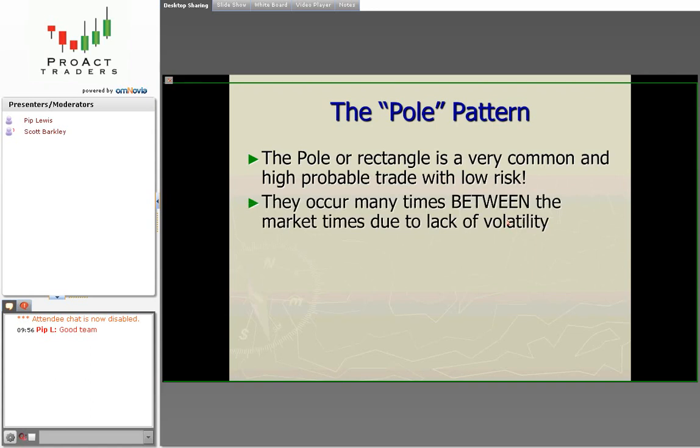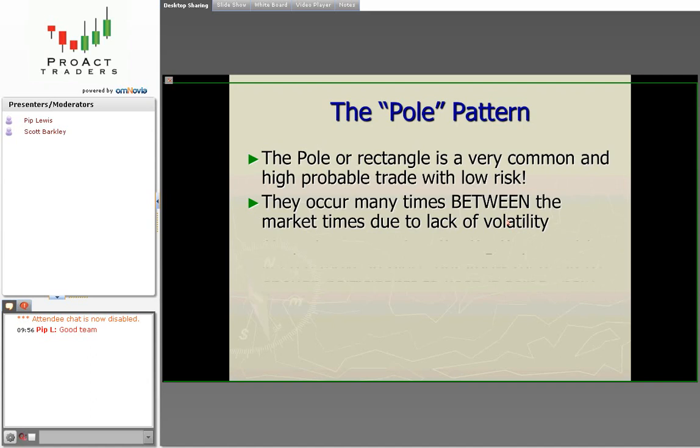They occur many times between the market times due to the lack of volatility. So, for instance, the London session takes off at 3 o'clock Eastern Time, goes for about 2.5 hours, and then it goes to sleep. When's it going to wake up? 9:30 the next day, when the New York market wakes up. So what happens during that period of time is we get consolidation.